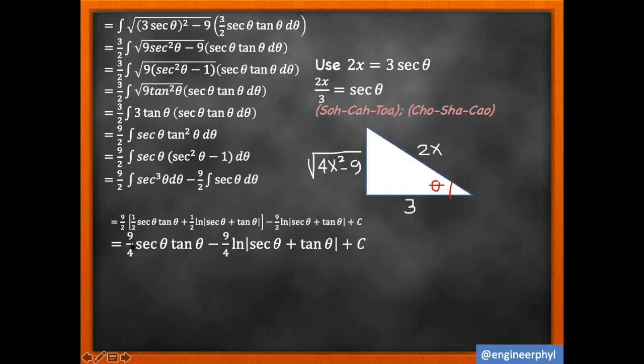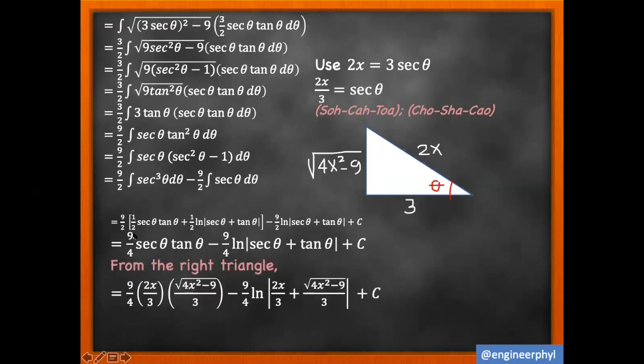Okay, so going back to writing our final answer, from the right triangle we have 9 over 4 times secant theta, which is 2x over 3. So we plug it in here. Tangent theta is opposite side over the adjacent, so we have the square root of 4x squared minus 9 over 3. Now minus, the second term is 9 over 4 ln of secant theta, again 2x over 3, plus tangent theta, the square root of 4x squared minus 9 over the adjacent side, which is 3, and then plus c.